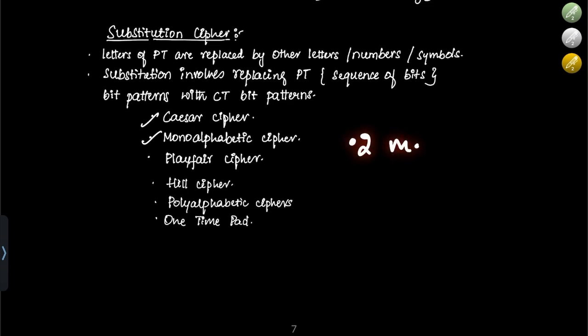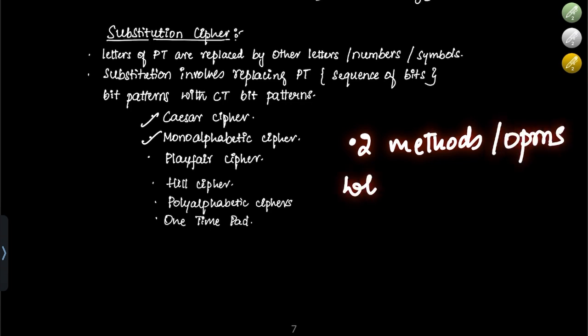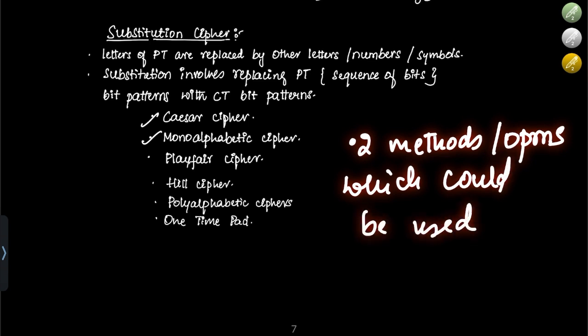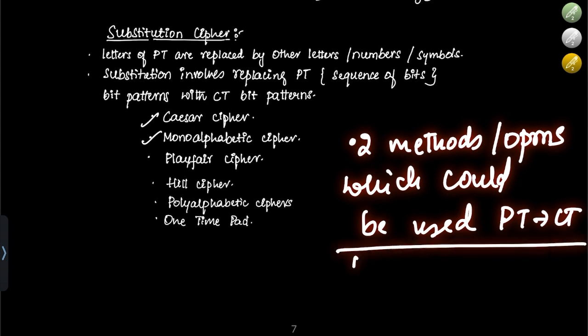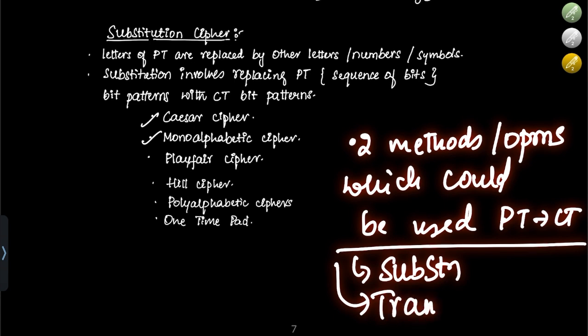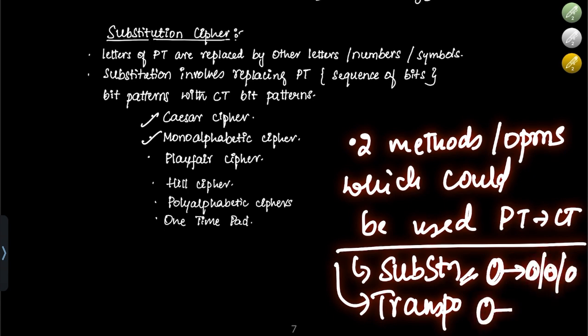So there are two methods or two operations which could be used to convert the plain text to cipher text, or perform the encryption operation. First one is called substitution and the second one is called transposition. Substitution means you are substituting a particular alphabet by some other alphabet or number or any symbol, whereas transposition means you are just rearranging, that is shuffling the values here. So in this video, we'll be speaking about substitution.